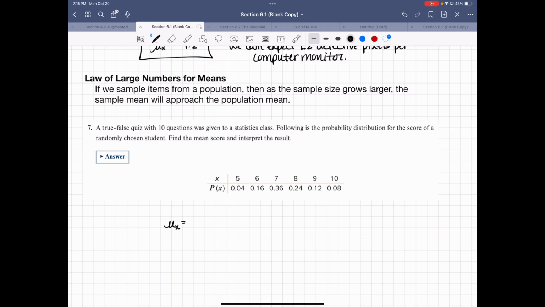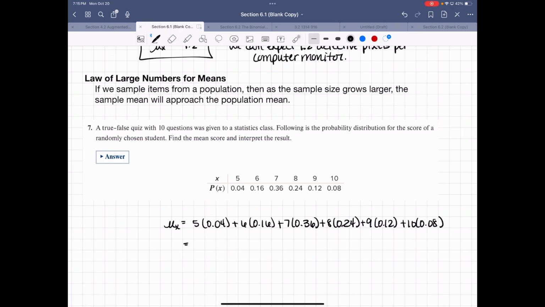Since it tells me to find the mean score, I'm going to say 5 times the 0.04 plus 6 times the 0.16 plus 7 times the 0.36 plus 8 times the 0.24 plus 9 times the 0.12 plus 10 times the 0.08. Okay, so you're finding the average score on this test for a typical statistics student that takes it.